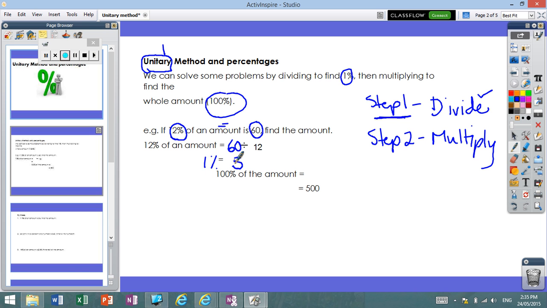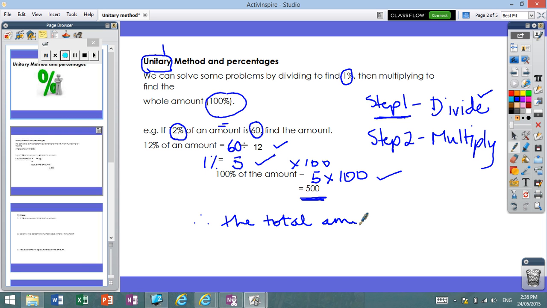So now that we know what 1% is, it is very simple to find 100%, because all we need to do is multiply this answer here by 100 to get 100%. So we'll go 5 times 100, which gives us our total of 500. So step 1 was our division, step 2 was our multiplication, which finally gave us our full amount. So the total amount is 500.